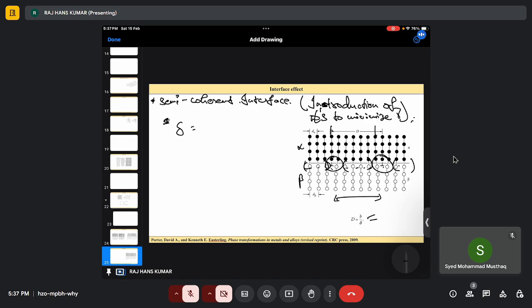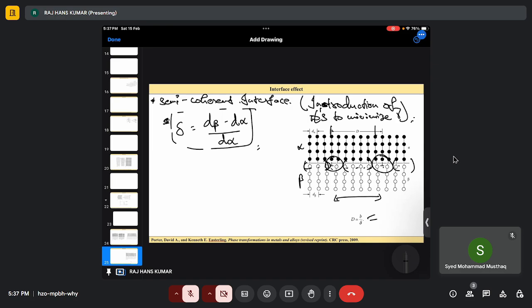For semi-coherent interfaces, we introduce a parameter, right? And that parameter is a misfit parameter. So this misfit parameter can be represented as d beta minus d alpha upon d alpha, where d is the interatomic plane spacing. This is my misfit parameter.